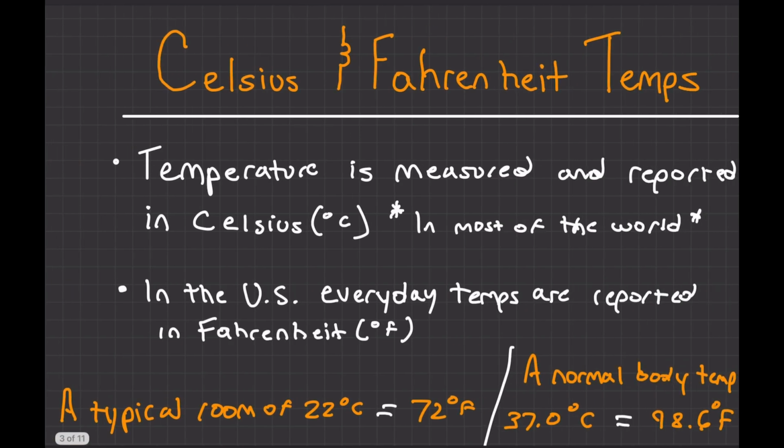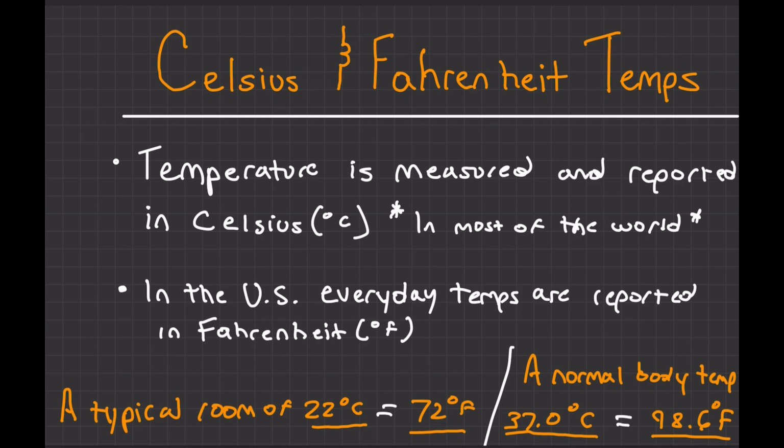So then how do we measure temperature? Well, temperature in science and in most of the world is measured and reported in Celsius, right? However, in the US, everyday temps are reported in Fahrenheit. So we can say a typical room of 20 degrees Celsius equals 72 degrees Fahrenheit. Or we can say that 37 degrees Celsius equals 98.6 Fahrenheit. So again, most of the world uses Celsius, but in the US, at least where I live, we use Fahrenheit.